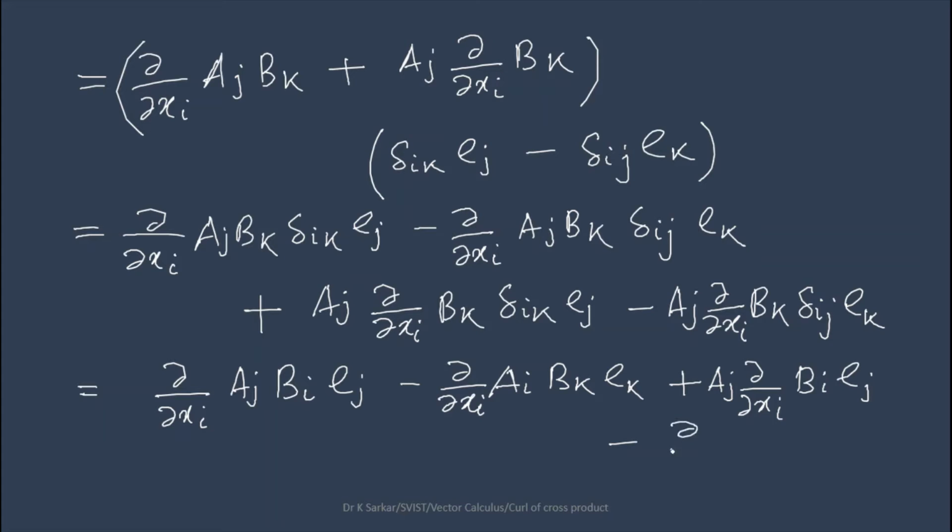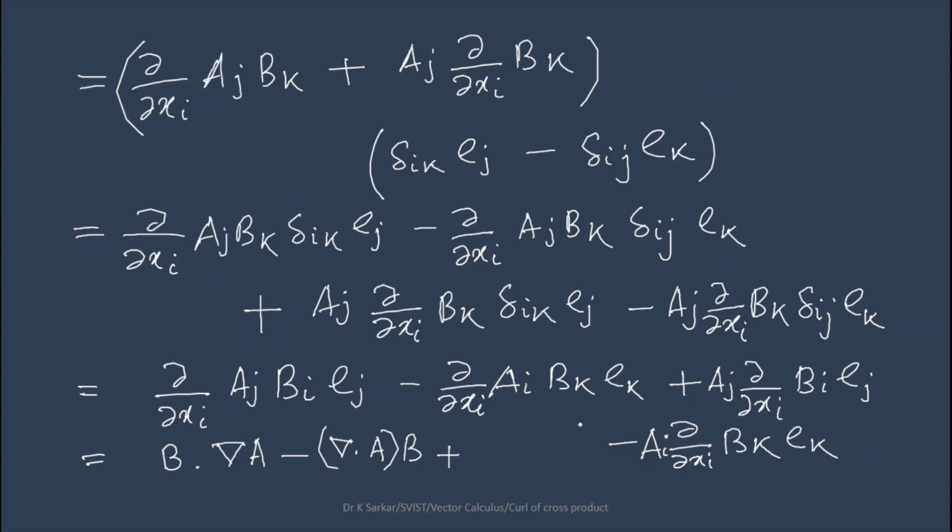So del xi Ai Bk ek. Now this one can be written as B dot grad A. This one can be written as minus grad dot A B. This one can be written as plus grad dot B A, minus this one can be written as A dot grad B. So this is the required proof.